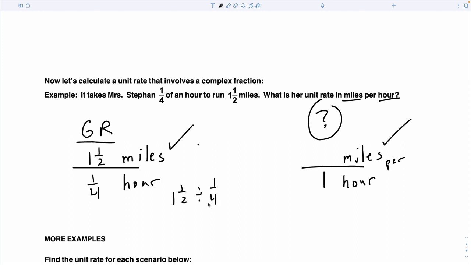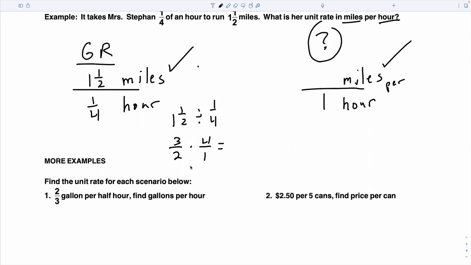I can't divide that. Why not, Logan? Well, it's an improper fraction, number 1, and you would have to KFC it. Great. It was a mixed number. Let's make it an improper fraction. 3 over 2 is my improper. KFC it. Put 4 over 1. And simplify this for me, Paige. 6 over 1, because I can cross out. Yeah. So this is really 6.